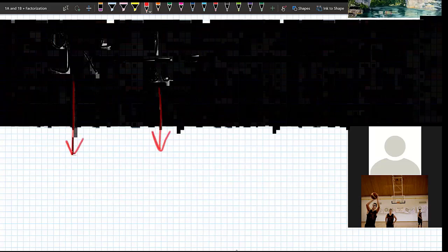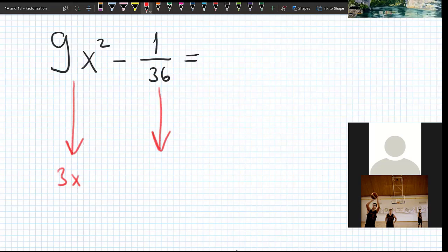9x squared, because the second one will be a fraction. But do not be afraid of fractions. You may take the square root of them. Yes, Hamza, this is for you. 3x for 9x squared. Yes, it's 3x. What about the second one? The square root of 1 over 36 is? 1 over 6. Yes.